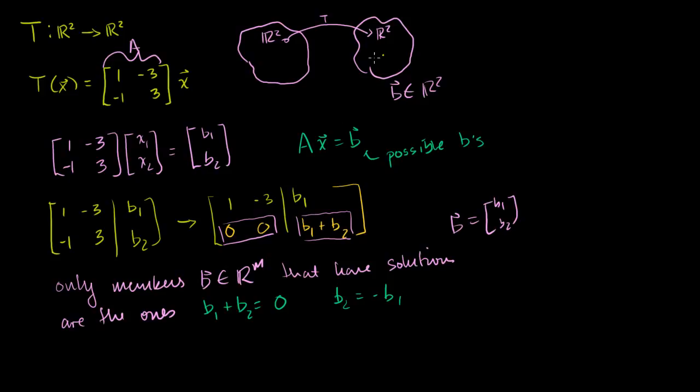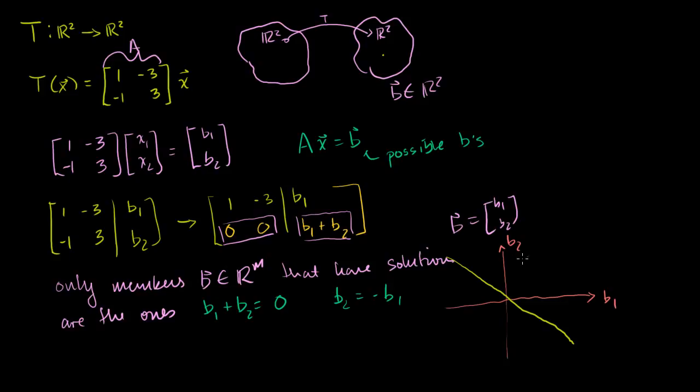So if we were to actually draw our codomain, let's do it. We always stay in the abstract, but sometimes it's useful to draw an actual example. So let's say that our codomain is R2. Let me draw some axes right here. Let's say that this is my b1 axis, and this is my b2 axis. I could have called that x and y, but I call that b1 and b2. What are all of the members of my codomain that have a solution, that have a mapping? Well, b2 has to be equal to -b1. So it's going to look like this. It's just going to be a line with a slope of -1.